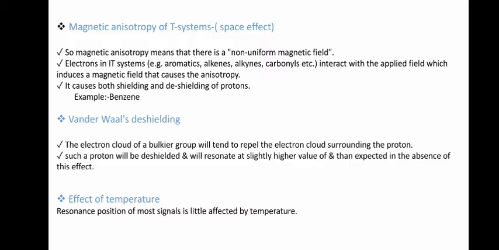Example benzene. Van der Waals deshielding. The electron cloud of bulkier group will tend to repel the electron cloud surrounding the proton. Such a proton will be deshielded and will resonate at slightly higher value of delta than expected in the absence of this effect. Effect of temperature. Resonance position of most signals is little affected by temperature.